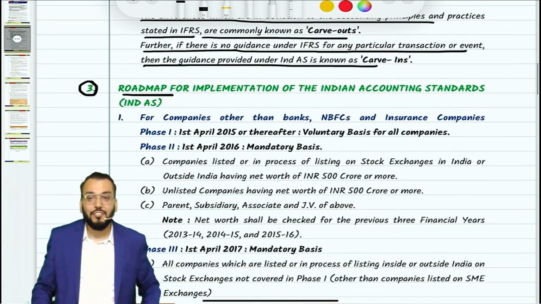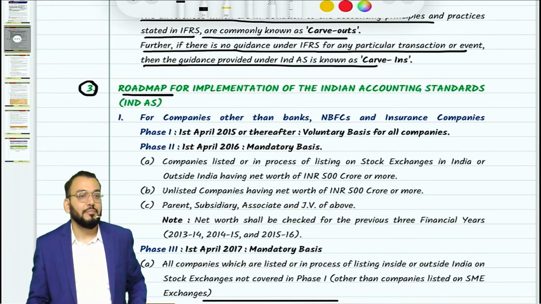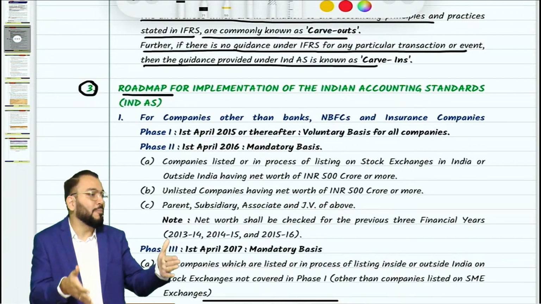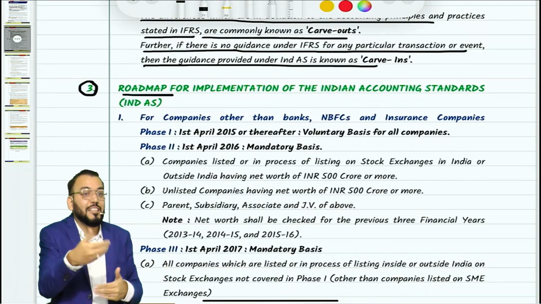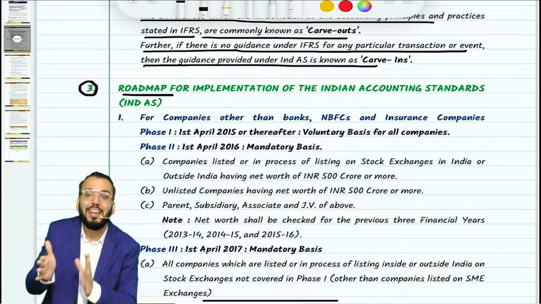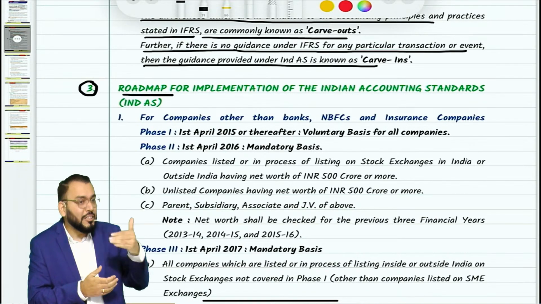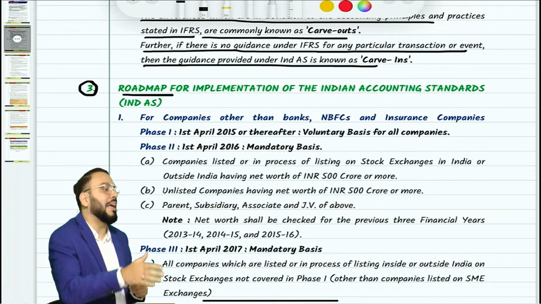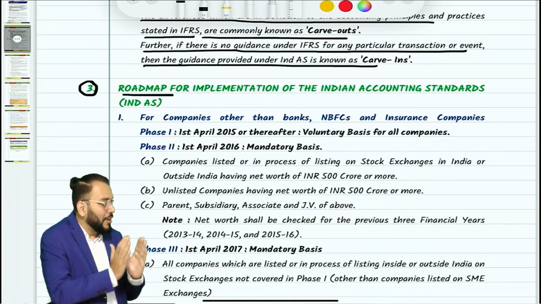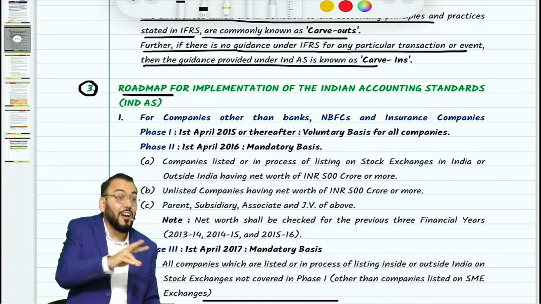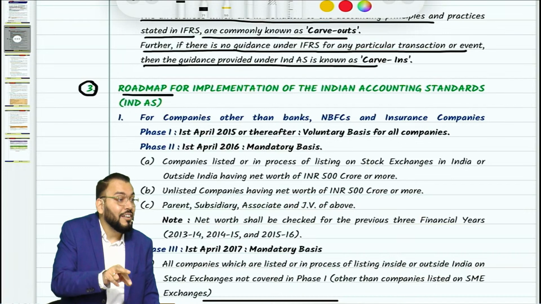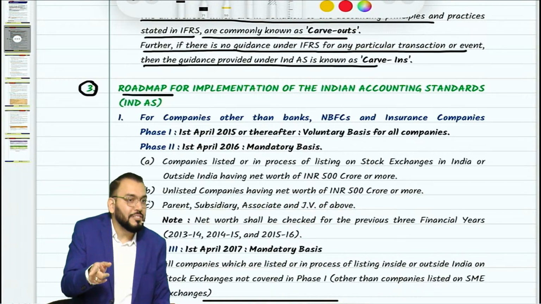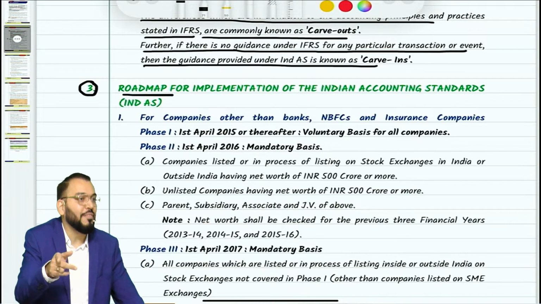Roadmap for implementation of Indian Accounting Standards. When these 2015 rules were framed, they gave the roadmap for which companies Ind AS will be applicable at which point of time. The first roadmap was given for those companies which are not banking company, insurance company and NBFC. NBFC means non-banking financial company.